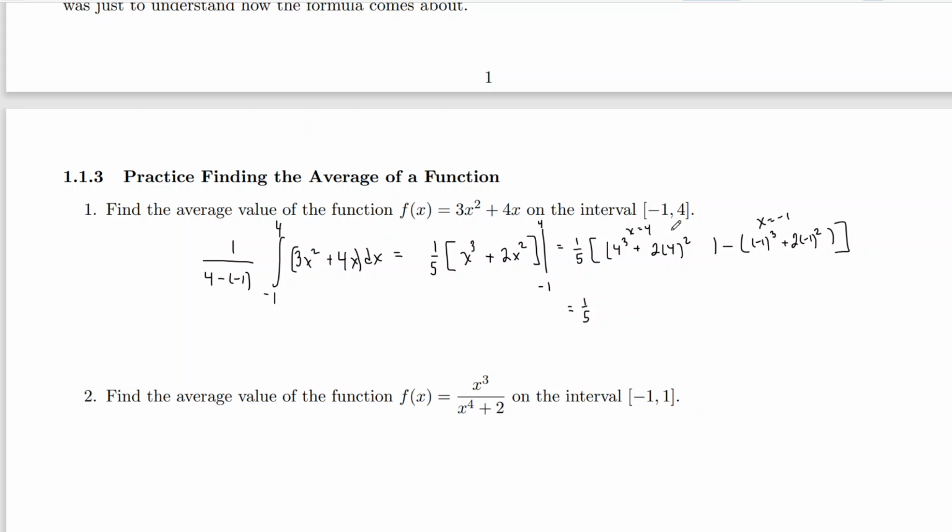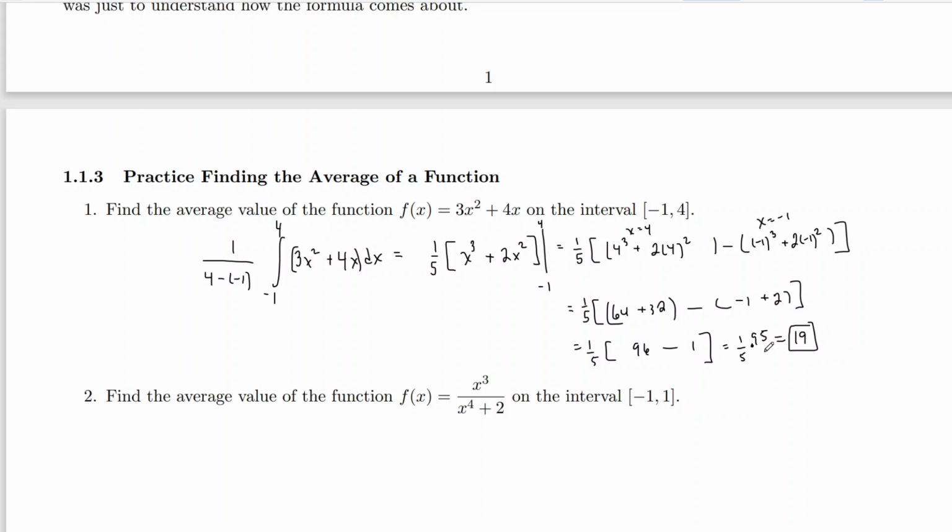Do as much as you want to by hand. You can use a calculator as well. 4 cubed is 64, plus 2 times 4 squared, that's 32, minus, and then -1 cubed is -1, and then 2 times -1 squared is +2. Now we got 1 over 5. Just going to simplify this by hand the rest of the way. We got 64 plus 32 is 96, minus -1 plus 2 is +1, so it's just -1. And 96 minus 1 is 95. 95 times 1/5 equals 19.